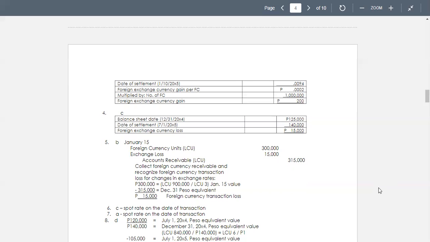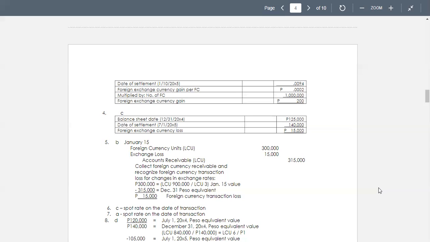So if you have to prepare the entry, debit foreign currency units for 300,000, and then debit exchange loss 15,000, and credit accounts receivable for 315,000. That's in number 5. The correct answer is letter B as in boy. That's the correct journal entry.